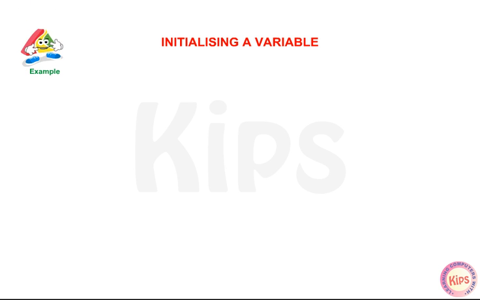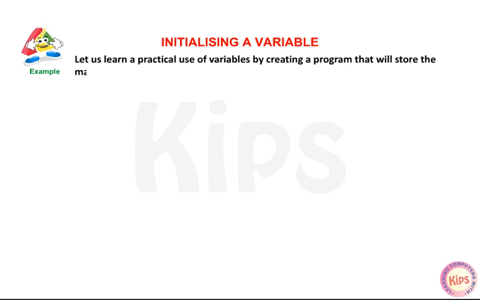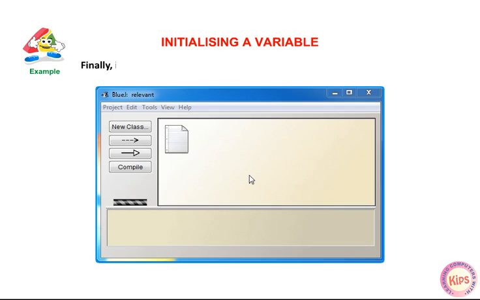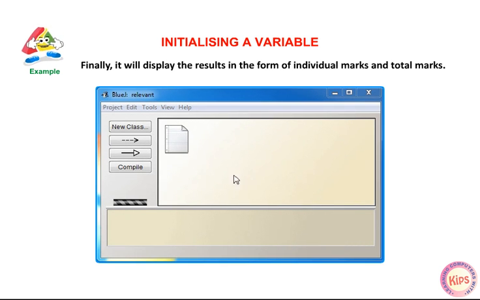Let us understand this through some examples. Let us learn a practical use of variables by creating a program that will store the marks of two subjects in two different variables. It will calculate the sum of marks and store the result in a third variable. Finally, it will display the results in the form of individual marks and total marks.